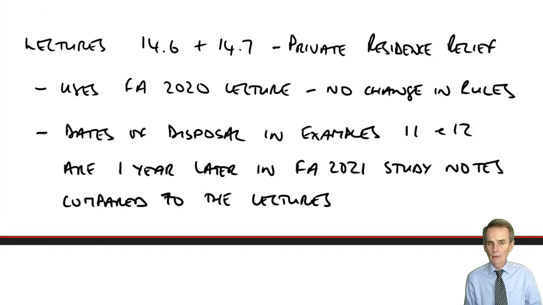In our final two lectures together on this subject of CGT reliefs for individuals, we now come in these lectures 14.6 and 14.7 to, well, probably the most beneficial type of relief we can ever have. And that is a relief that actually exempts all or at least a proportion of the gain. And that's now called private residence relief.